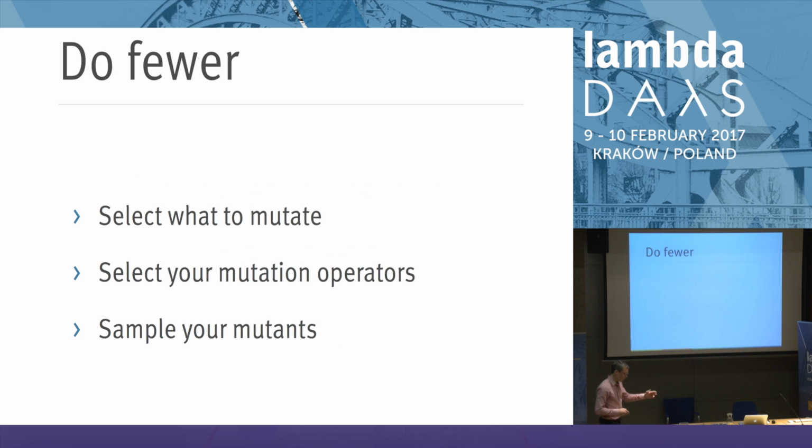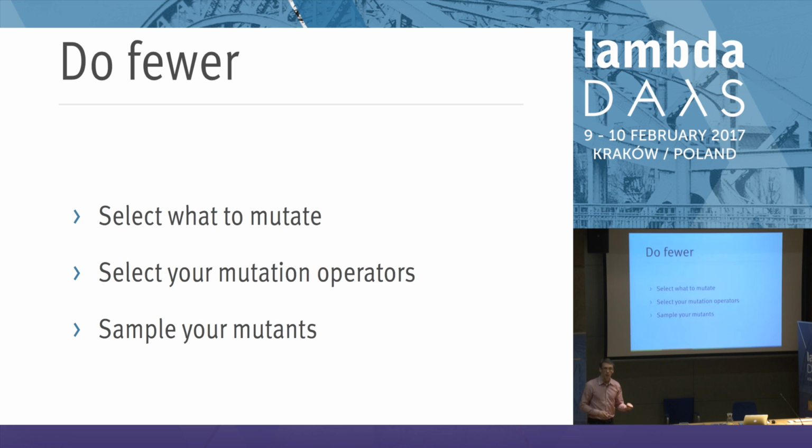By fewer, we are talking about generating fewer mutants. We can select what to mutate. Maybe we don't need to mutate every single form because the chance that it will yield survivors is relatively low or next to 0. We will return to this topic in a couple of minutes. We might select our mutation operators, that is the way we generate mutants. Maybe some mutants are very unlikely to generate survivors, so running tests on them is a waste of time anyway.